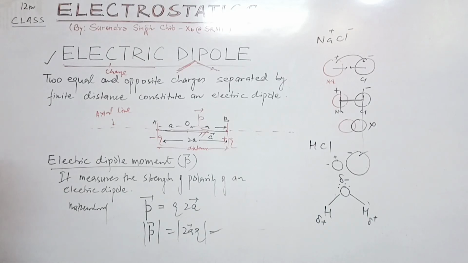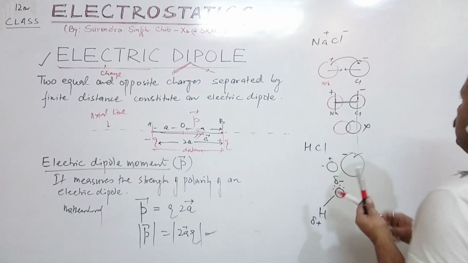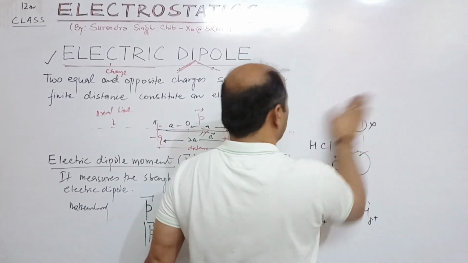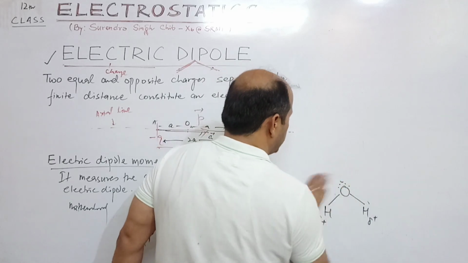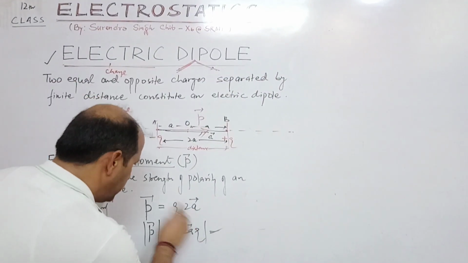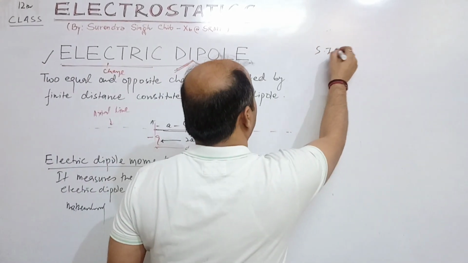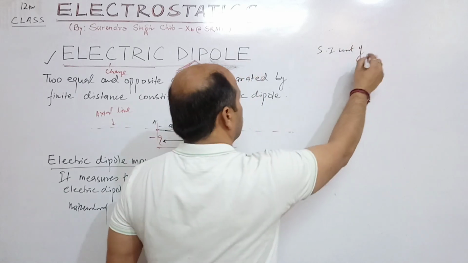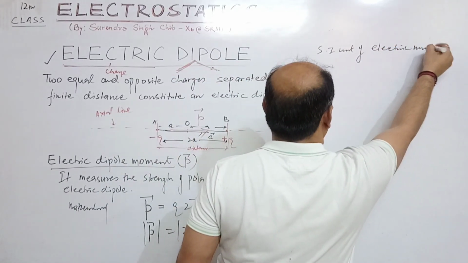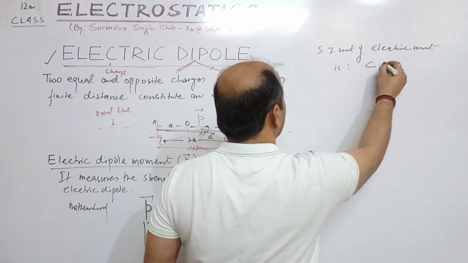And what are the units of electric dipole moment? The SI unit of electric dipole moment is coulomb meter. See, here it is coulomb and this is meter. Coulomb meter. The SI unit of electric dipole moment is coulomb meter.